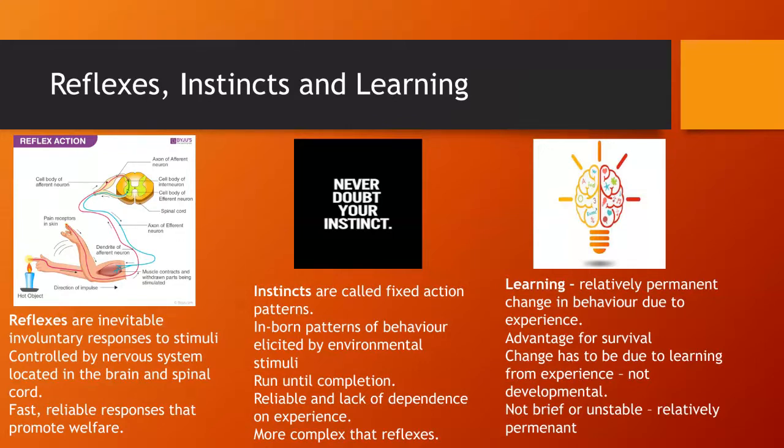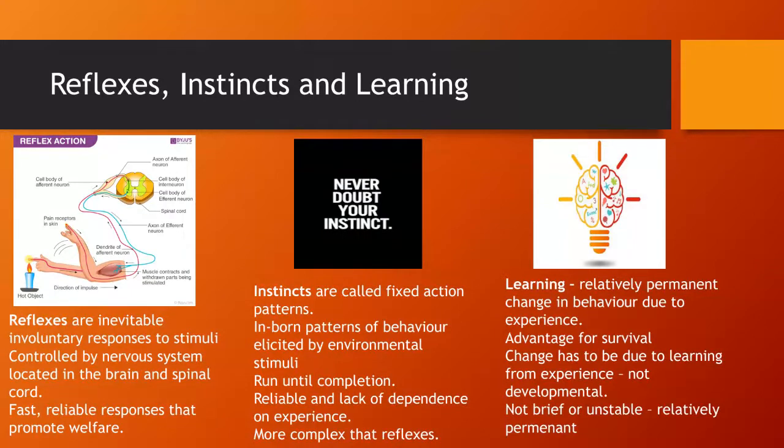But learning itself, where we are actually learning, is a relatively permanent change of behavior, and it's based on experience. So that's a key definition of learning, that it is pretty much a permanent change. And learning is advantageous to us all for survival. That's how we live. We live through learning. We live through changing our behaviors. And the change that happens within us is due to learning. Okay, it's learning from experience.